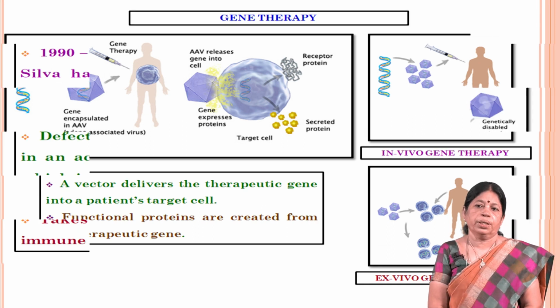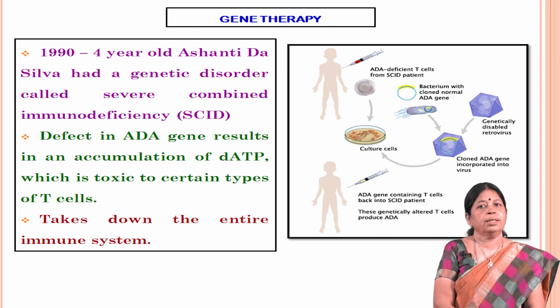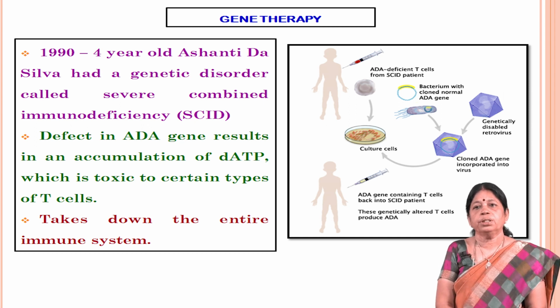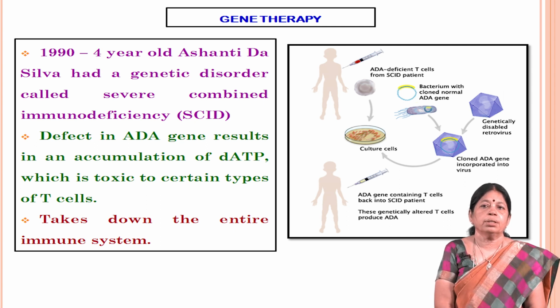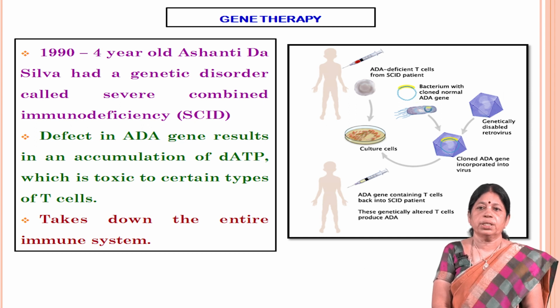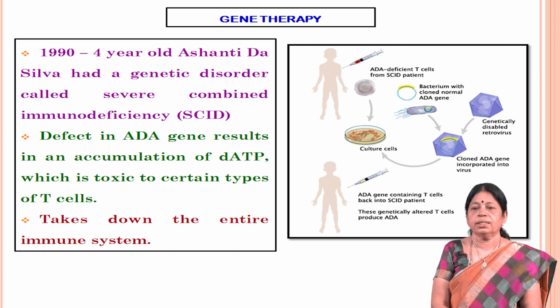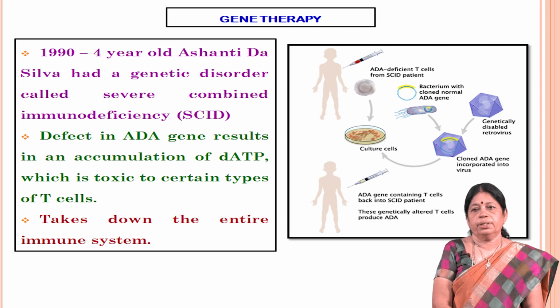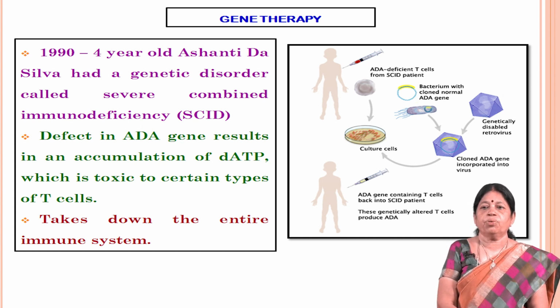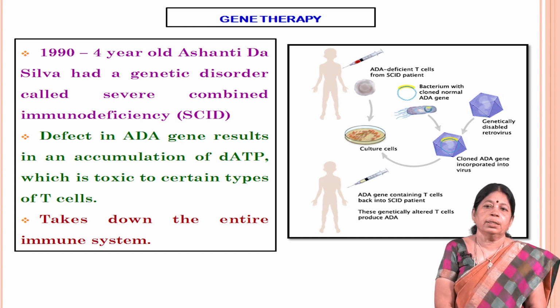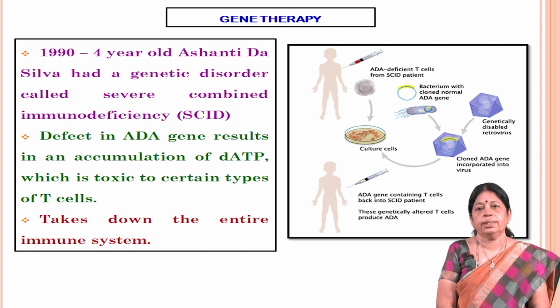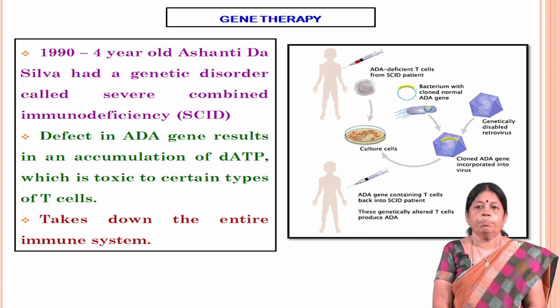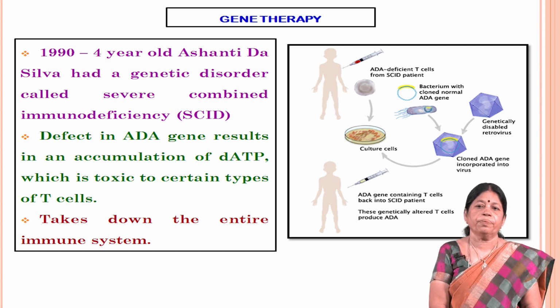In gene therapy, in 1990, four-year-old Ashanti DaSilva had a genetic disorder called severe combined immunodeficiency. This is a defect in the ADA gene, which results in an accumulation of dATP. ATP is adenosine triphosphate; dATP will be converted into ATP, but if it is accumulated in a large quantity, it is toxic to the patient. It is toxic to certain types of T cells.